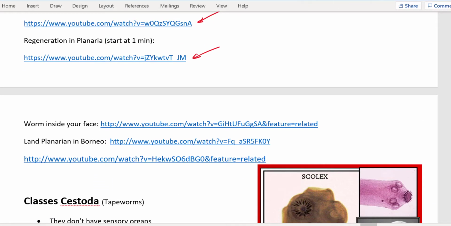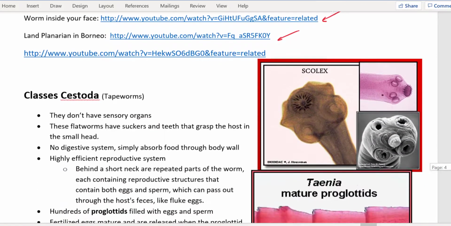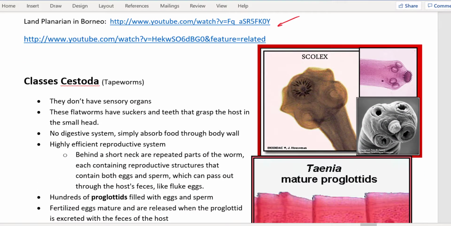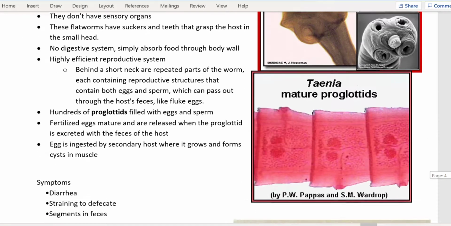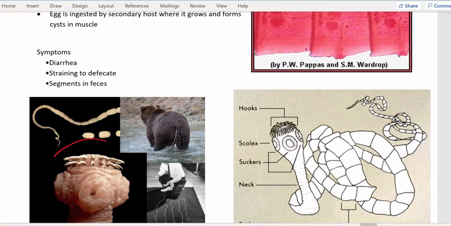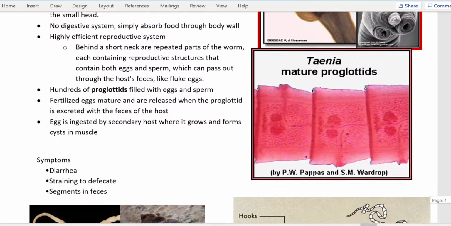Now there's a cool worm inside your face, and then a land planarian in Borneo that's like a massive planaria. And now we also have tapeworms. I'm not going to ask you too much about this except for the fact that tapeworms have this really cool head on them called a scolex, and you can see it right here. It's pretty crazy looking, and they basically latch onto your small intestines and suck all the nutrients out.